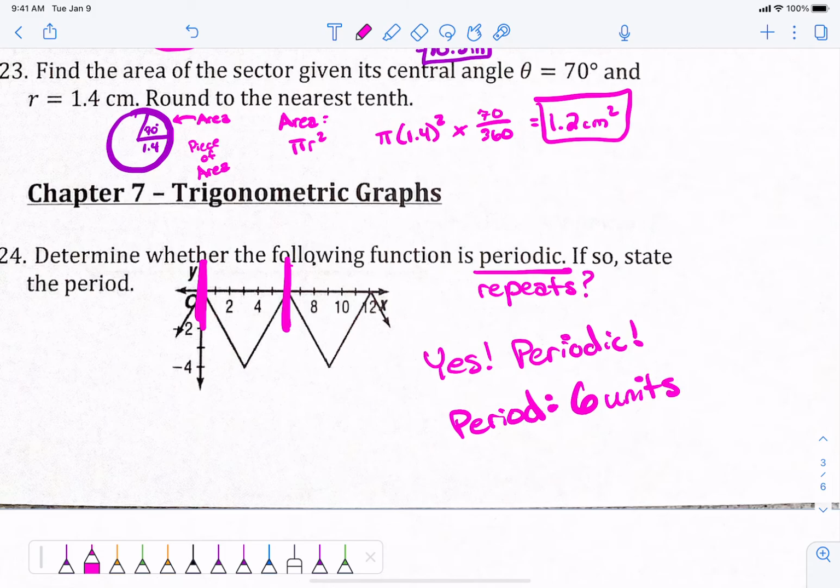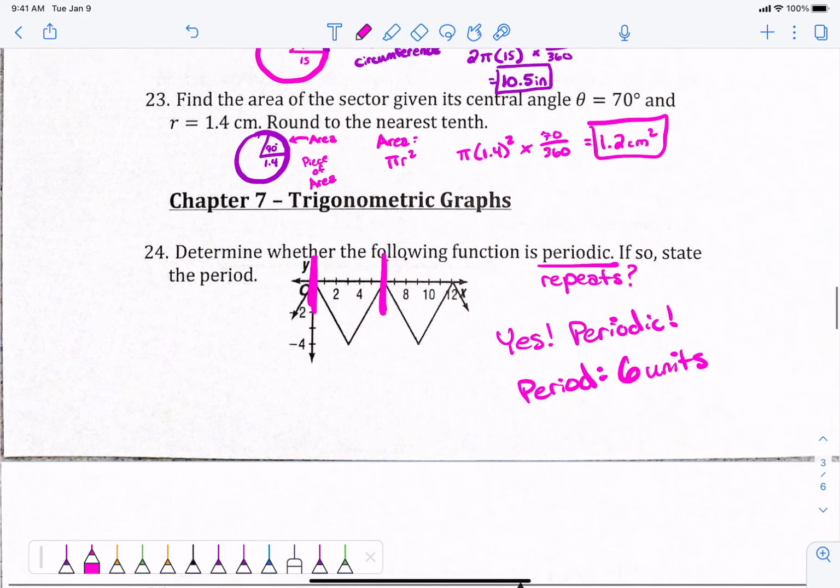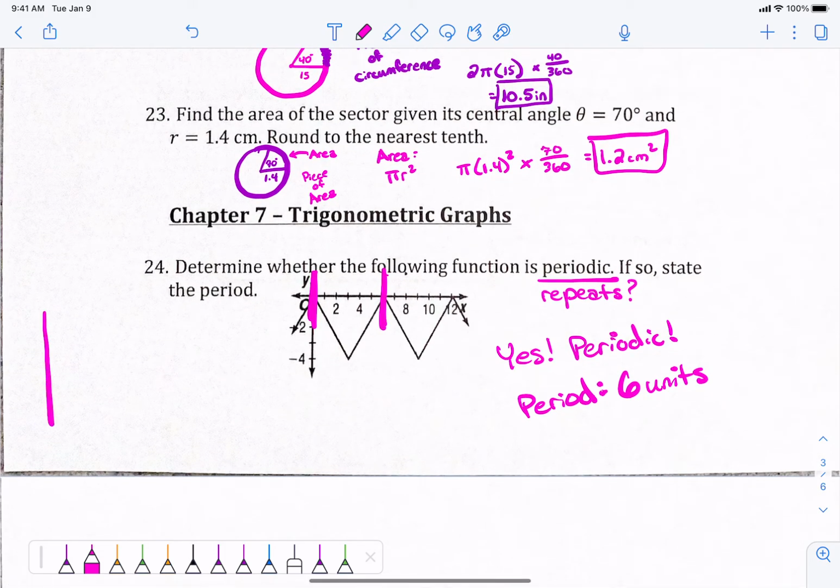Okay. Now, you don't have to write this on here, but let's talk about something that's not periodic. Let's say you have something like this. This is called a greatest integer function. This is a step function. Is that periodic? No. Why not? Because it's not at the same level.